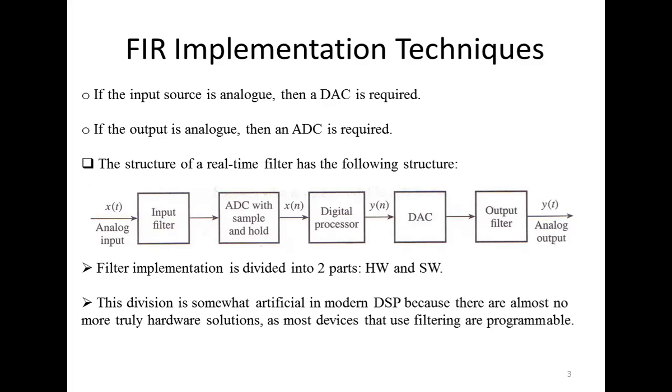The structure of a real-time filter has the following blocks, which we have already discussed: input filter, ADC with sample and hold, then digital signal processing, DAC to convert digital to analog, and finally an output filter so that we get a smooth response. We have already discussed the block diagram of this digital signal processing and all these components.